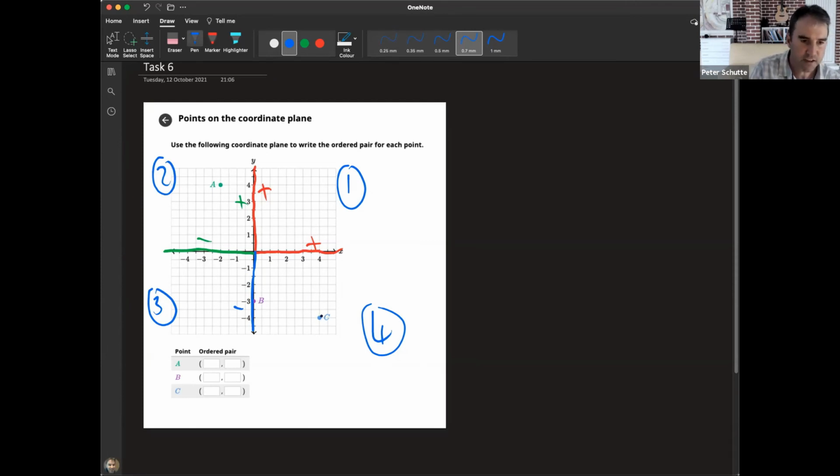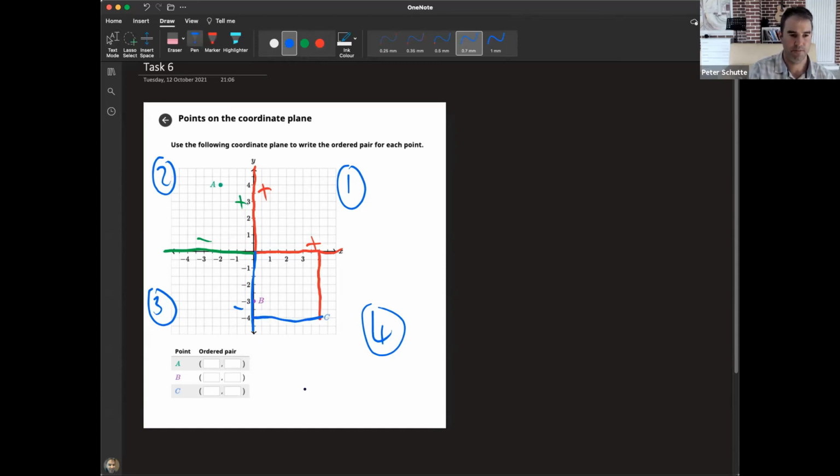Now, if you look at point C, what quadrant is point C in? If you could put into the chat, what quadrant is point C in? That's looking good. Indeed, it is in quadrant number 4. And this C has a positive x value, and it has a negative y value.